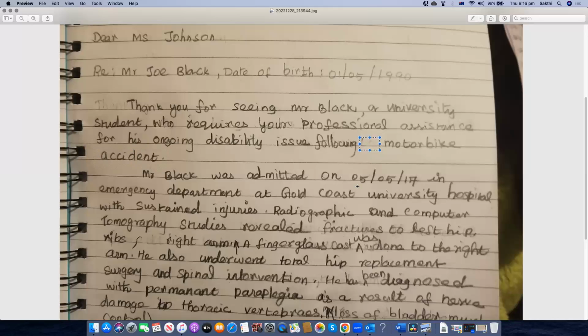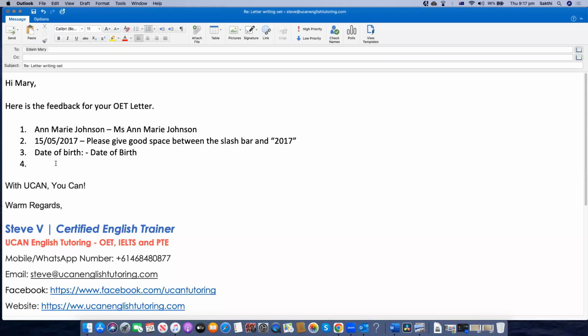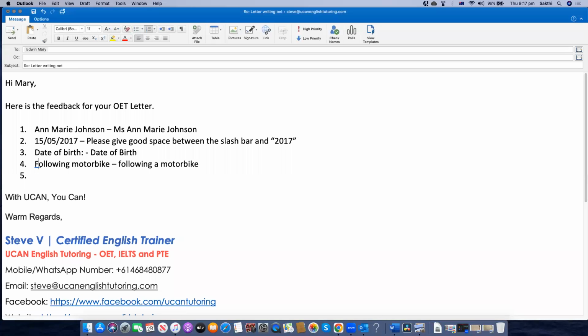It should be either a, an, or the. So in this case, she should have included this. Let's say "following motorbike", this is what she has written, isn't it? So unfortunately, this is incorrect. She should have mentioned it like this: "following a motorbike accident". This will be more appropriate.